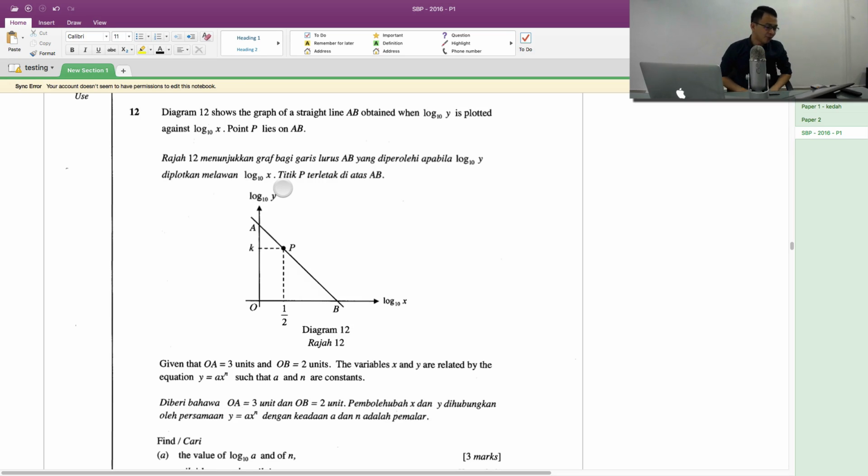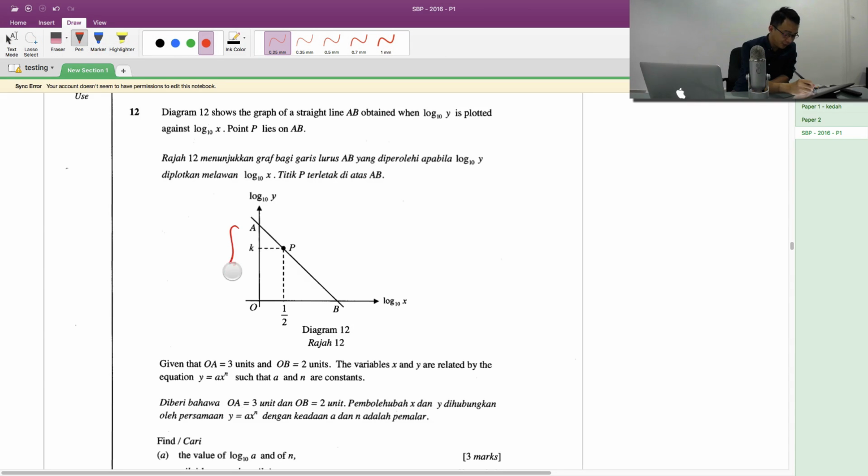Okay, diagram 12 will show the graph of the straight line AB when log 10y is plotted against log 10x. Point P lies on AB. OA equals to 3 units. That means O to A is 3 units, O to B is 2 units. That means here is 10, and then here is actually 2.